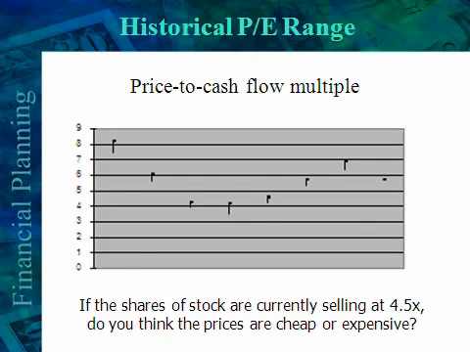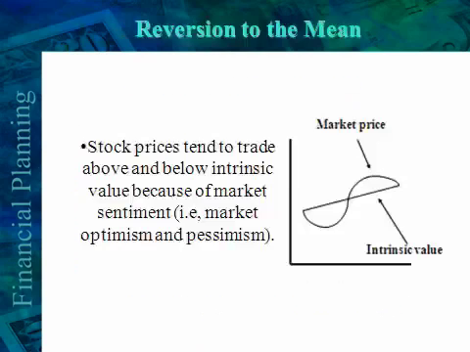Well, the graphic shown on this slide indicates that the company has traded in a range of 4x and 8x cash flow. Based on current valuation, the company appears to be very reasonably priced. The motivation for purchasing a security when its multiple is priced in the lower portion of the historical range is based on the concept of reversion to the mean.